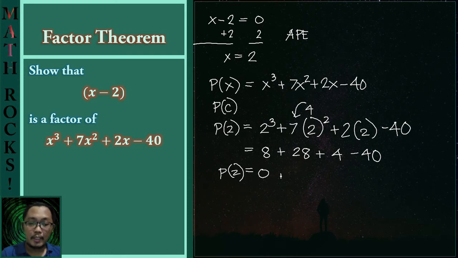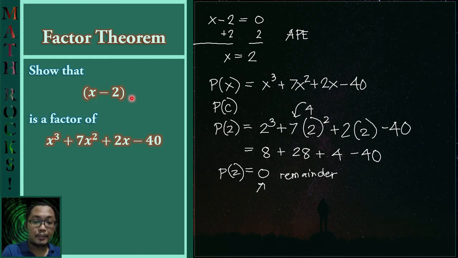So since the remainder is equal to 0, therefore, this x minus 2 is said to be a factor of such polynomial p of x.